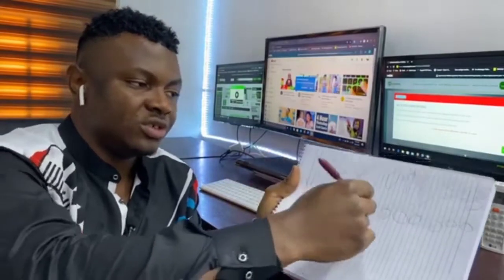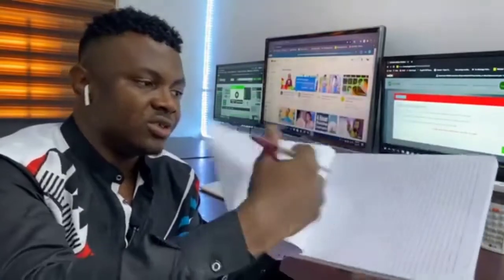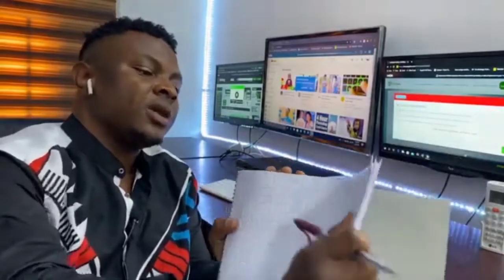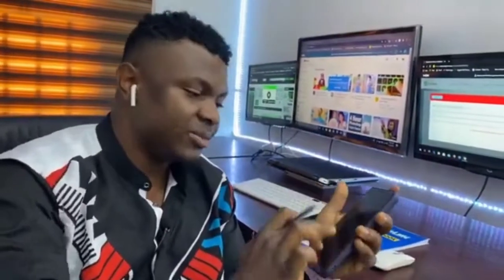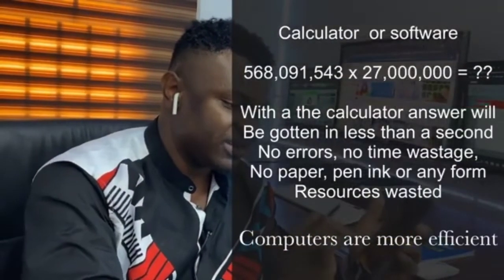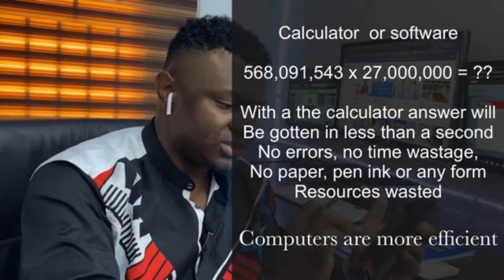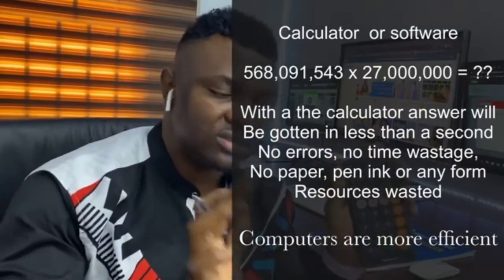I will have to start doing the normal mathematical, this one times this one, this one times this one. I will go into first page, second page, third page, fourth page, just trying to solve this particular equation. I could do that, or I could simply head on to my phone and just type 568,091,543 times 27 million. Now guess what? In less than a few seconds, the result is out. In less than a second, the result is out.